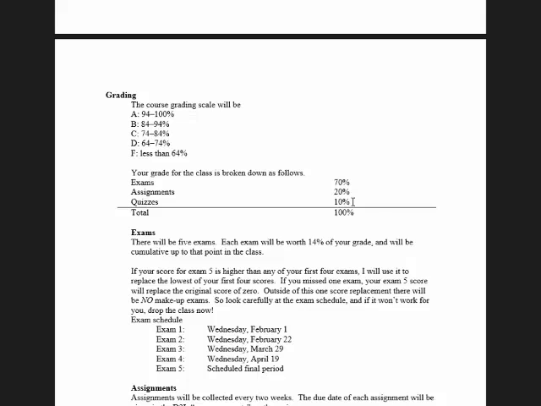The exams, there are 5 of them. 70 divided by 5 is 14% for each one, so there's no exam that's worth a ton of points. That includes the final. The final is just sort of another exam. And each one of those exams is cumulative up to that point in the class, so you need to keep refreshing your memory.